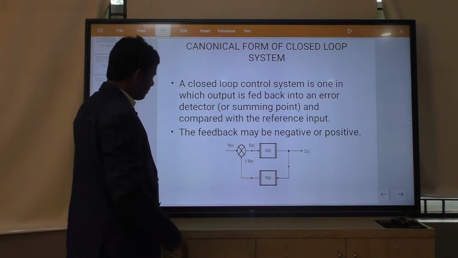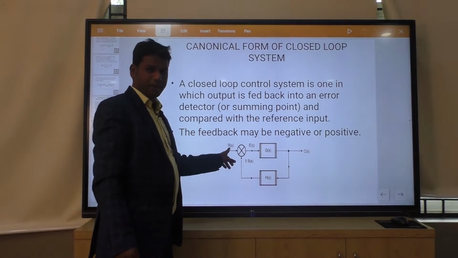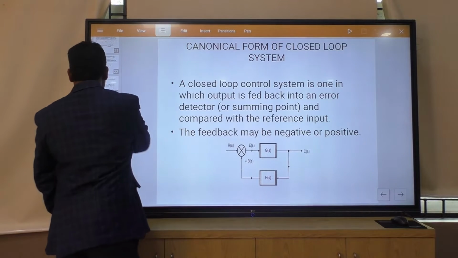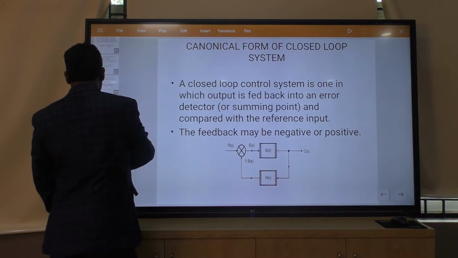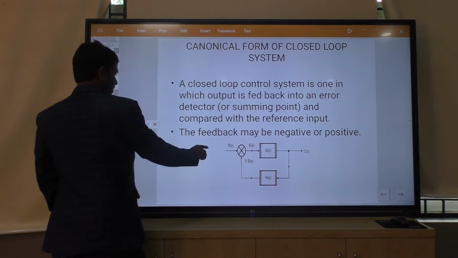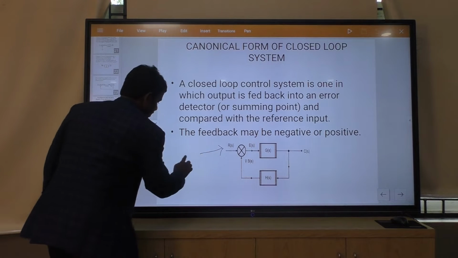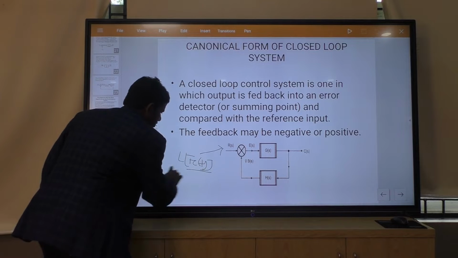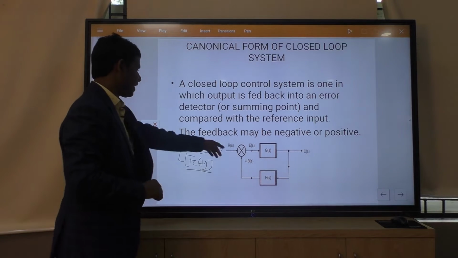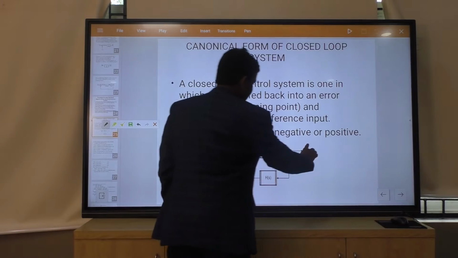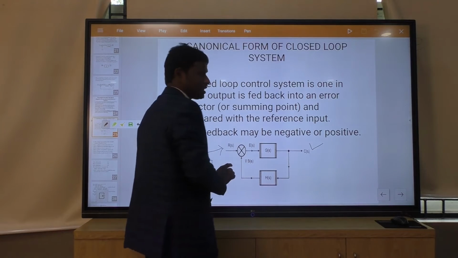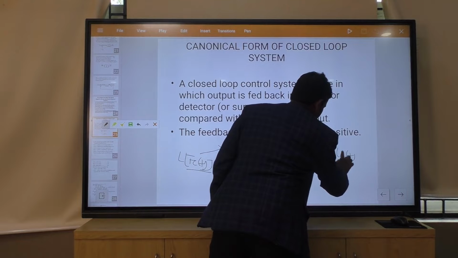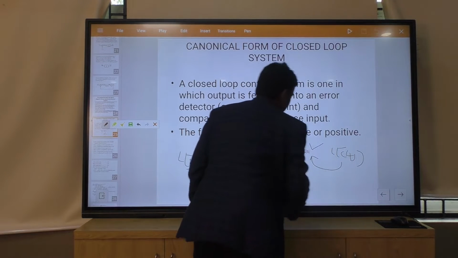So in this picture you tell me, this RS is called the reference input, which is the Laplace of RT. RS is the reference input with Laplace of RT, the input signal. RT is the time domain signal, and Laplace of RT is RS. Similarly, what is the CS? This is the output signal, Laplace of CT. We take the Laplace of the time domain signal. Laplace of CT is equal to CS.